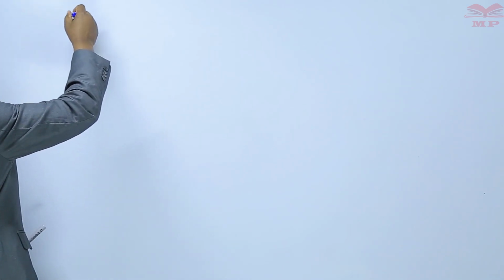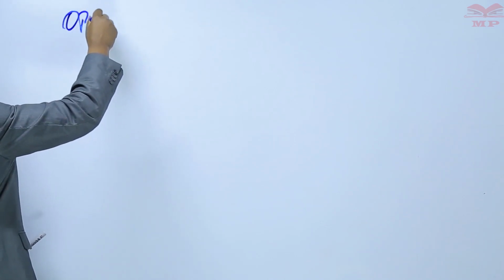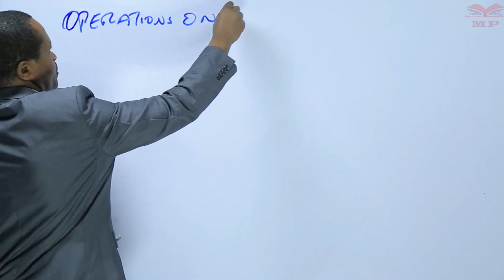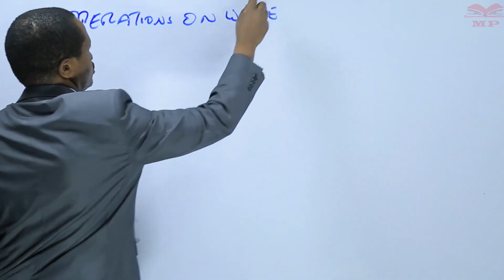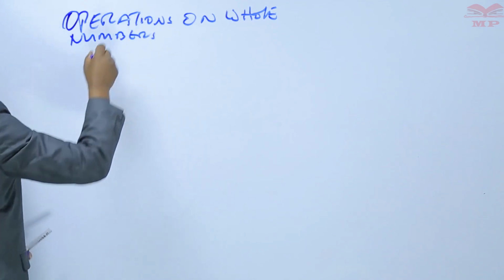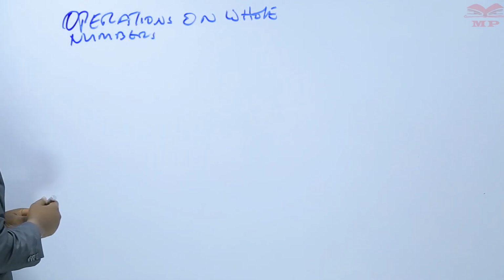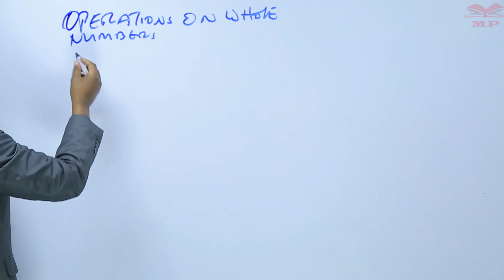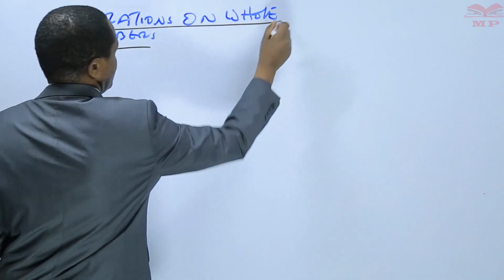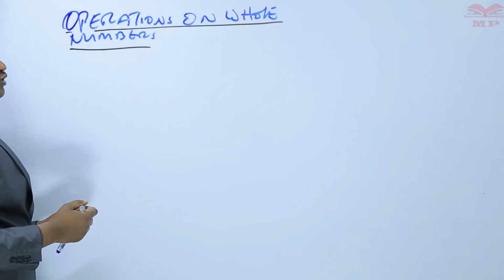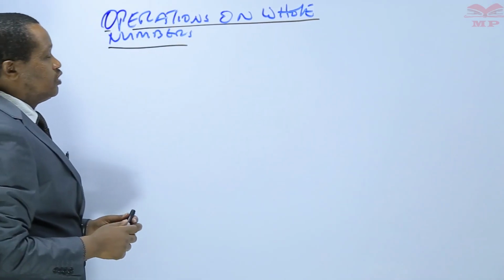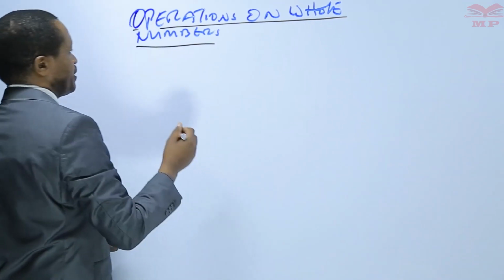So the unit is operations on whole numbers. We started by looking at addition of whole numbers, which is the first operation. Today we want to solve word problems involving operations of whole numbers.